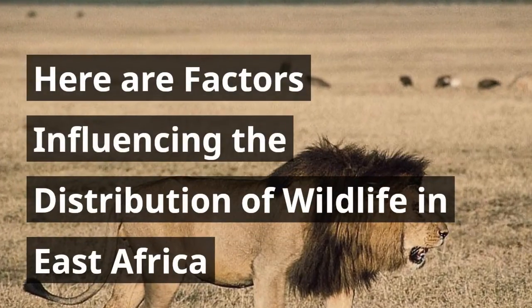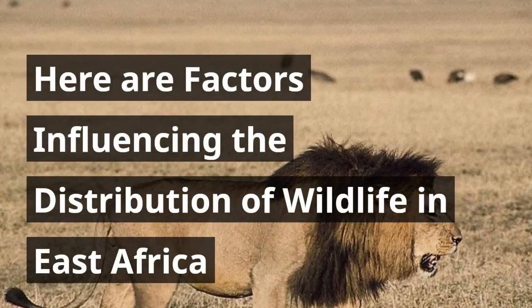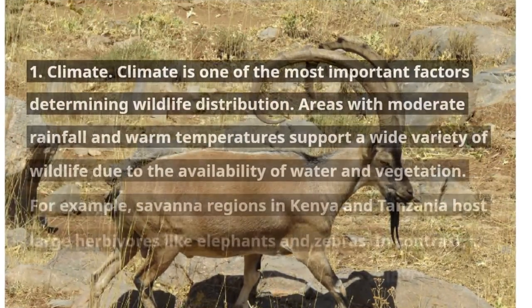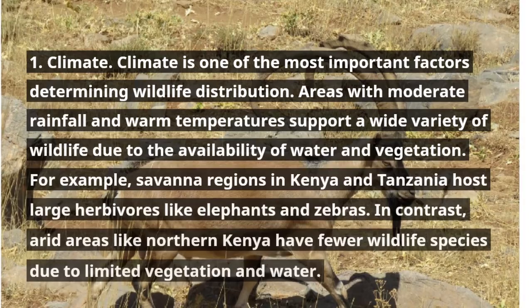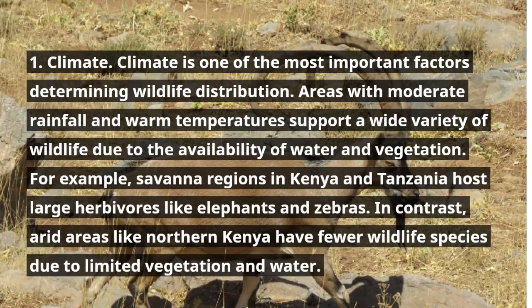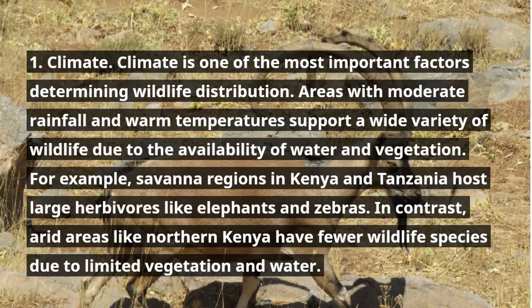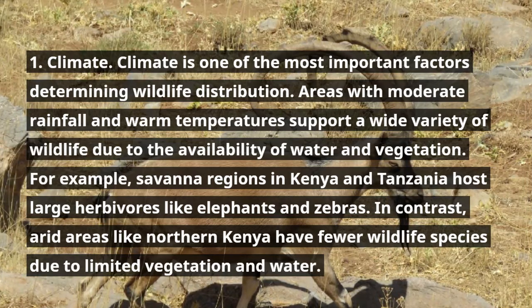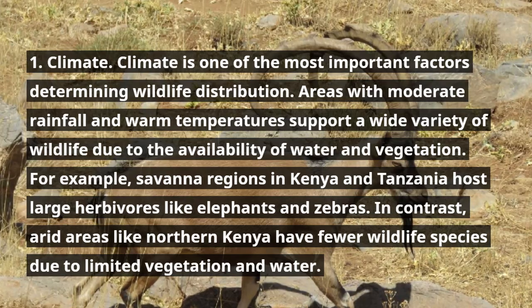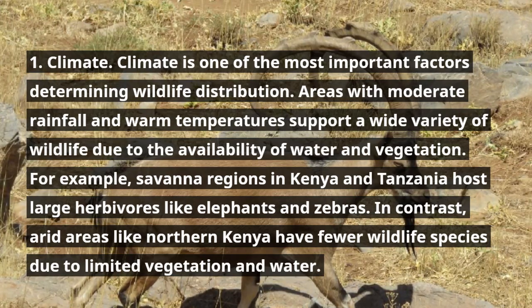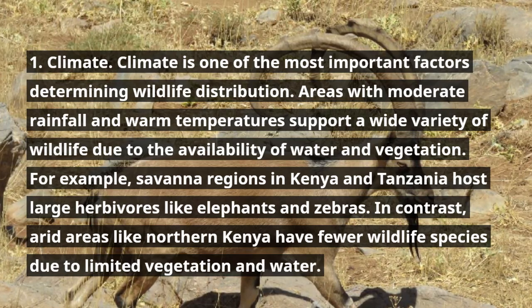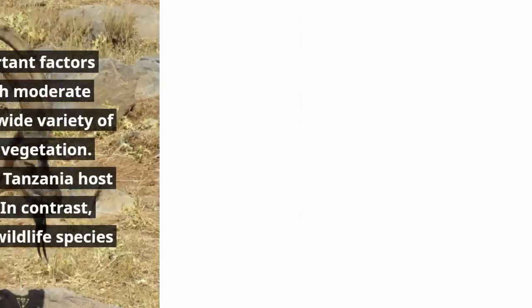Here are factors influencing the distribution of wildlife in East Africa. 1. Climate. Climate is one of the most important factors determining wildlife distribution. Areas with moderate rainfall and warm temperatures support a wide variety of wildlife due to the availability of water and vegetation. For example, savanna regions in Kenya and Tanzania host large herbivores like elephants and zebras. In contrast, arid areas like northern Kenya have fewer wildlife species due to limited vegetation and water.